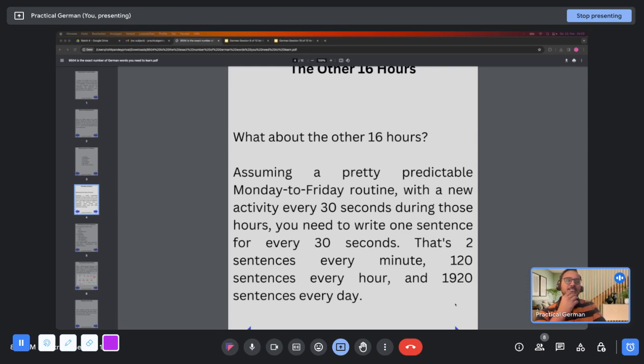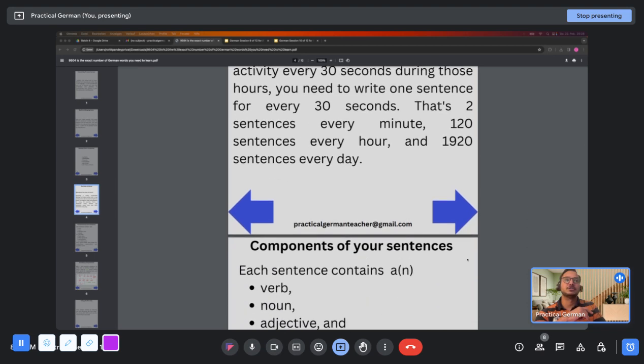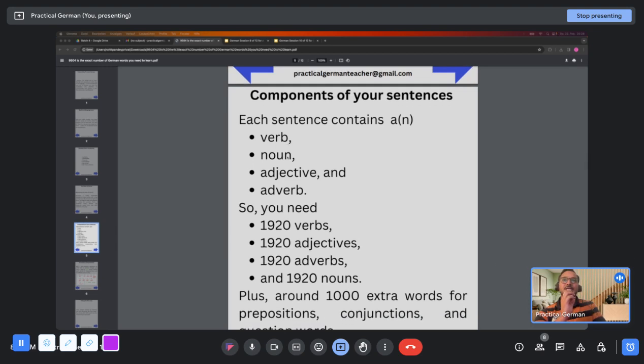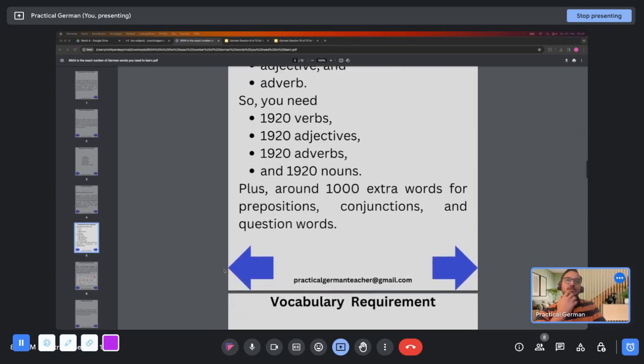Okay, I hope I'm making sense so far. So you need 1920 sentences to describe your entire day, apart from the sleeping part. Sentences, not words. Let's say every sentence that you write has a verb, a noun, an adjective, and an adverb. I'm saying you use both. That means you need 1920 verbs, 1920 adjectives, 1920 adverbs, 1920 nouns.